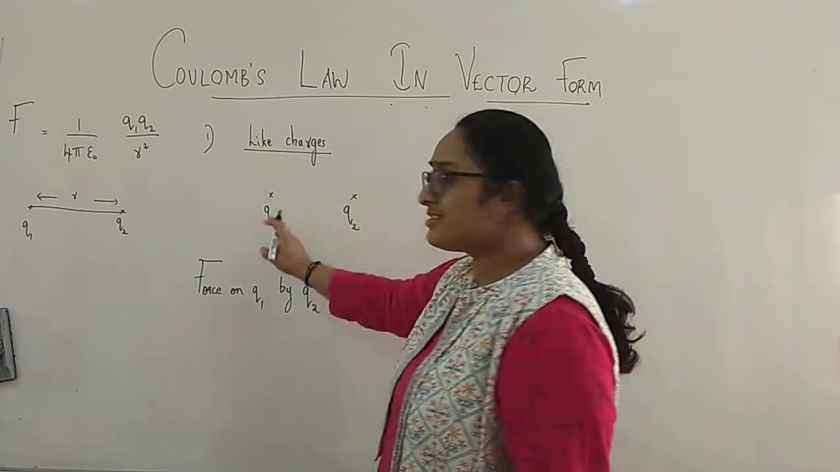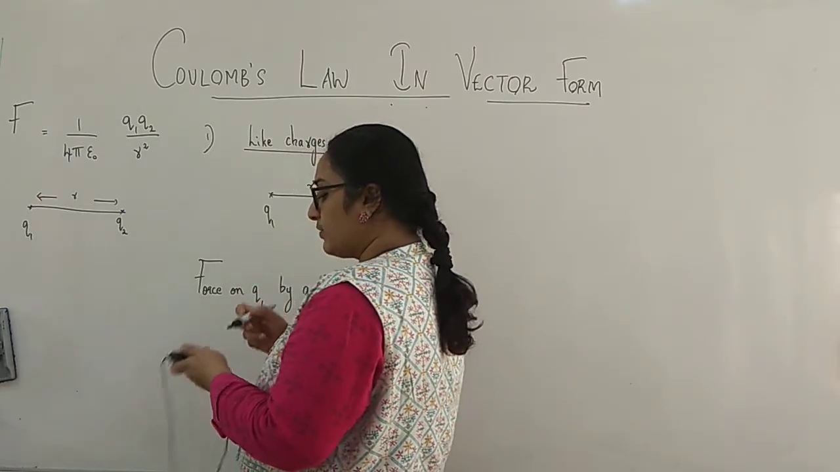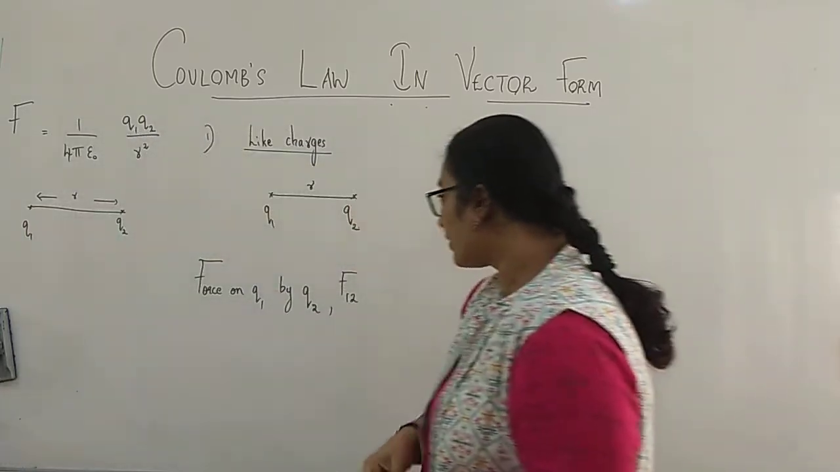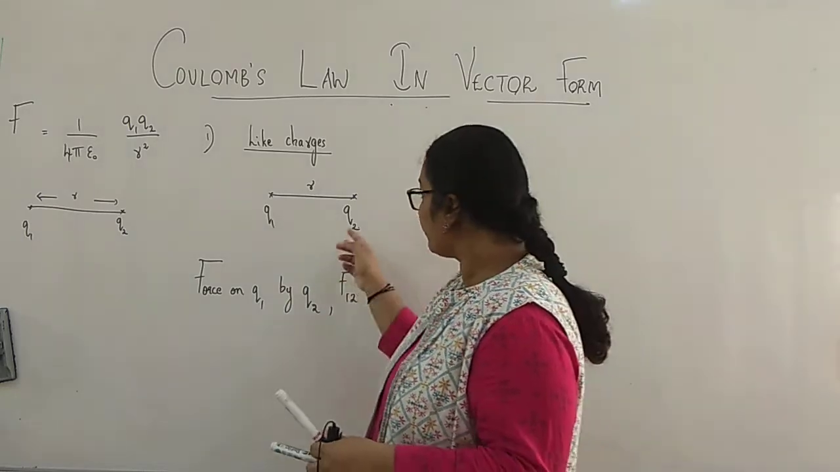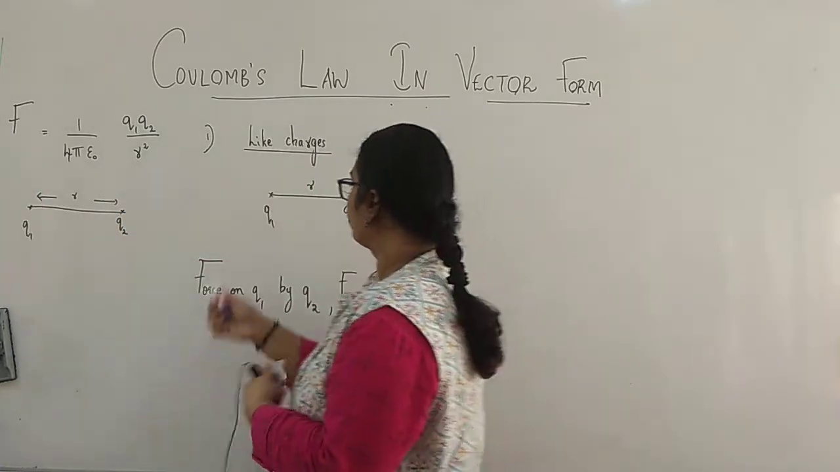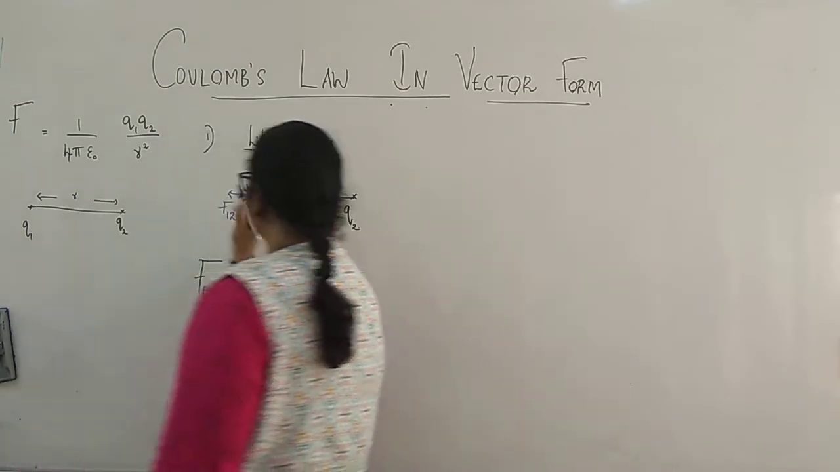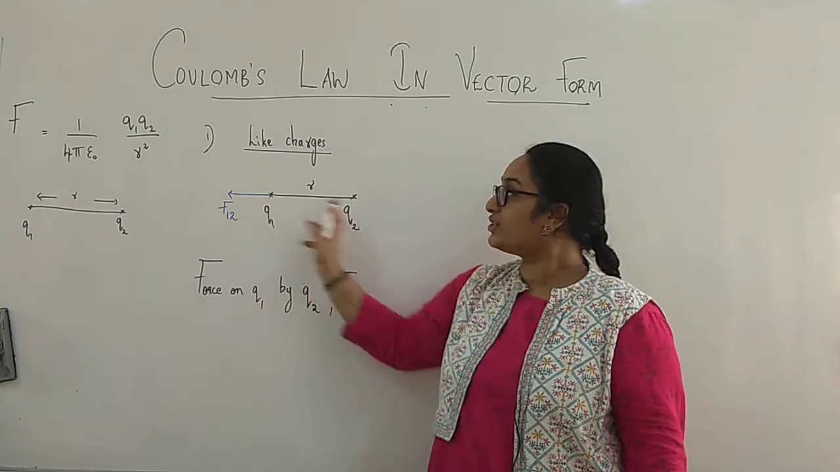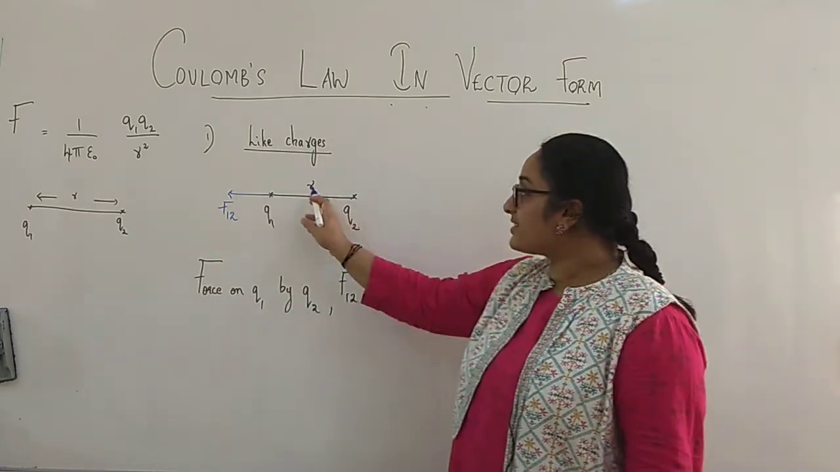So I have 2 like charges, Q1 and Q2, separated by a distance R. Now we are going to be more specific here. Let's see what the force on Q1 by Q2 is. Being like charges, they will only repel each other. So force on Q1 will be a strong push by Q2. This is our F12, force on Q1 by Q2. And it is seen that it is along the line joining the charges, so again it is along the R vector.